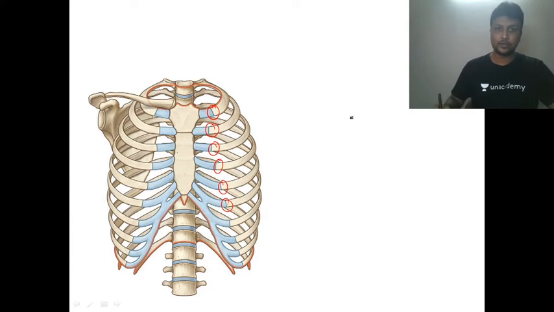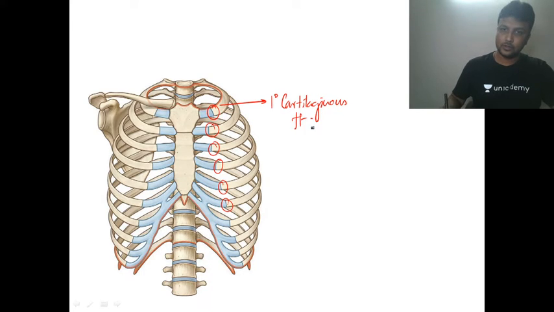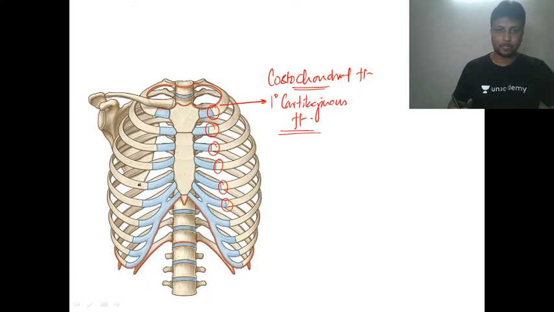Come on guys, try to recall. Costochondral joint, this one will be the primary cartilaginous joint. All the costochondral joints will be primary cartilaginous variety.